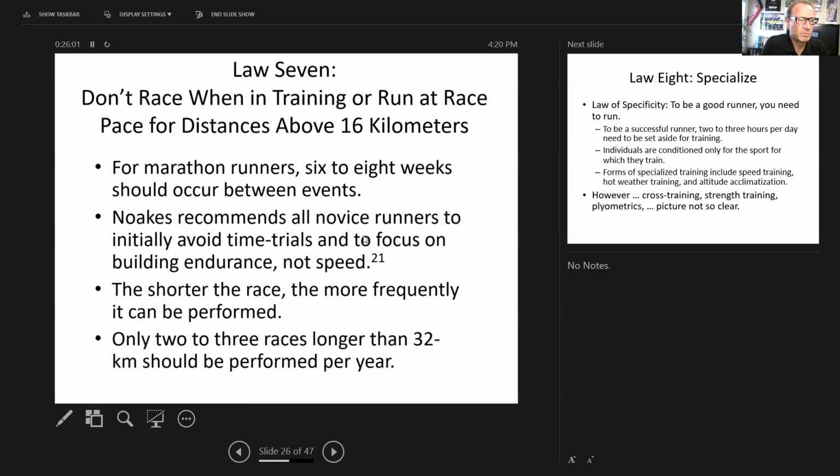One or 2, maybe 3 races longer than 32K should be performed per year. And 21K is a half marathon, so you're talking 18-ish miles at that point. So, all right, the longer the event, the less frequently you can do it.